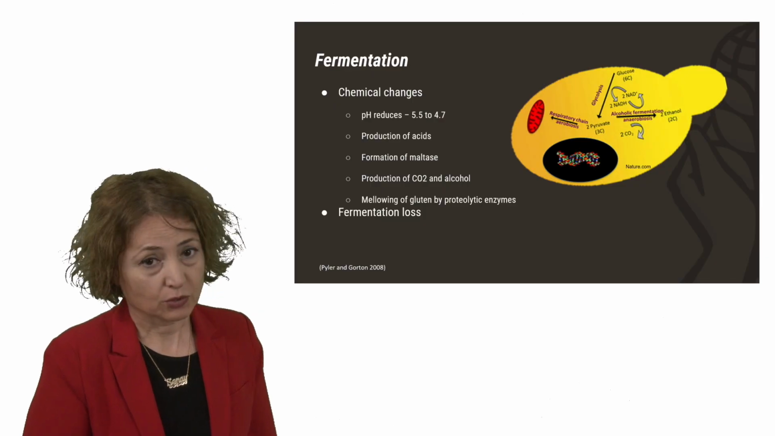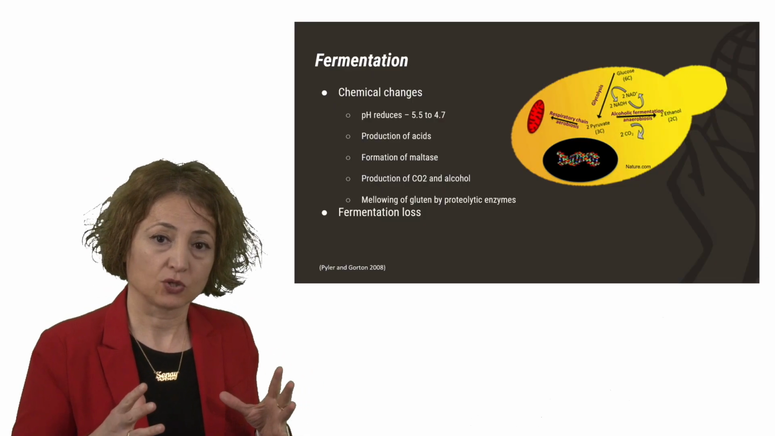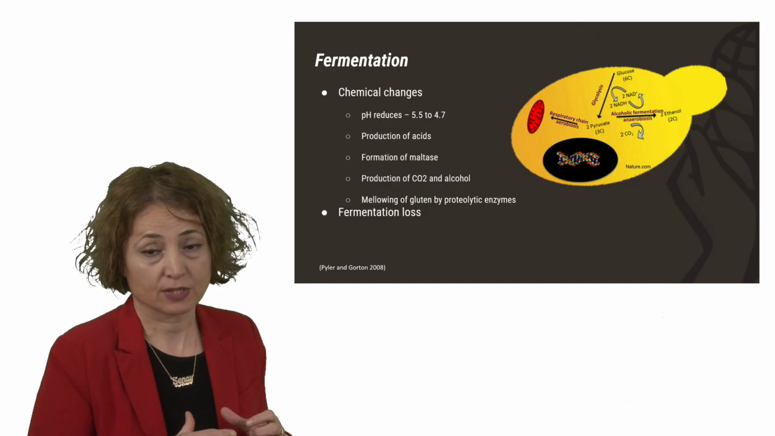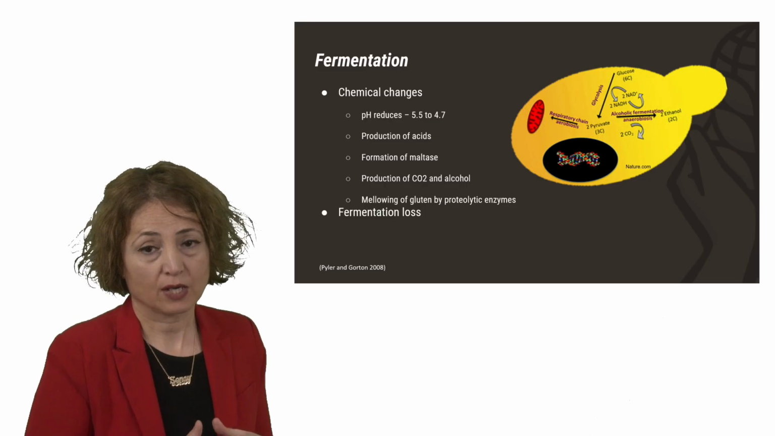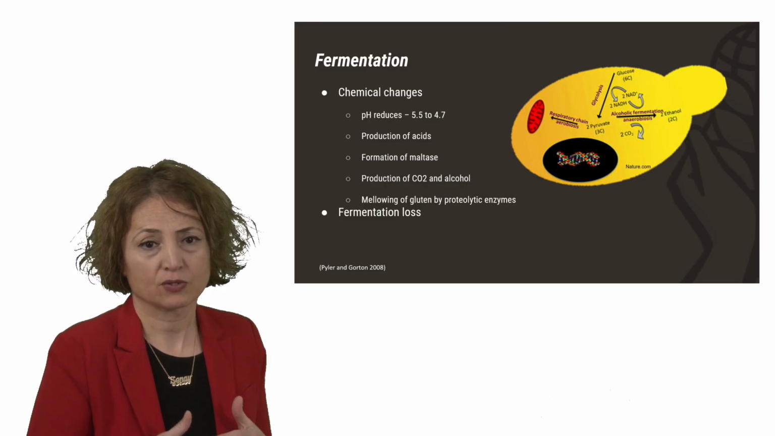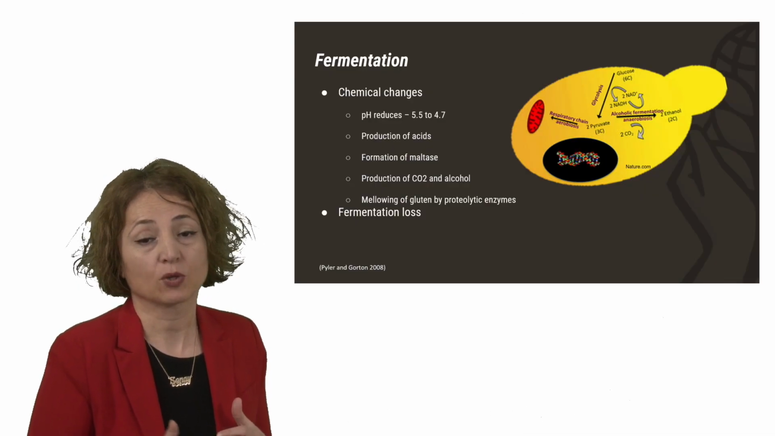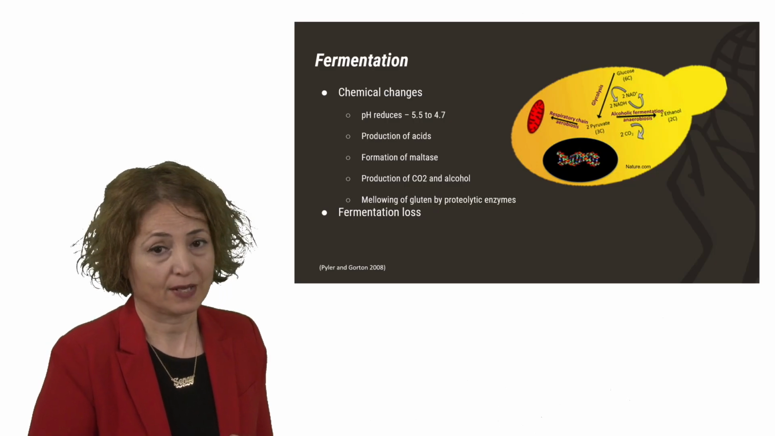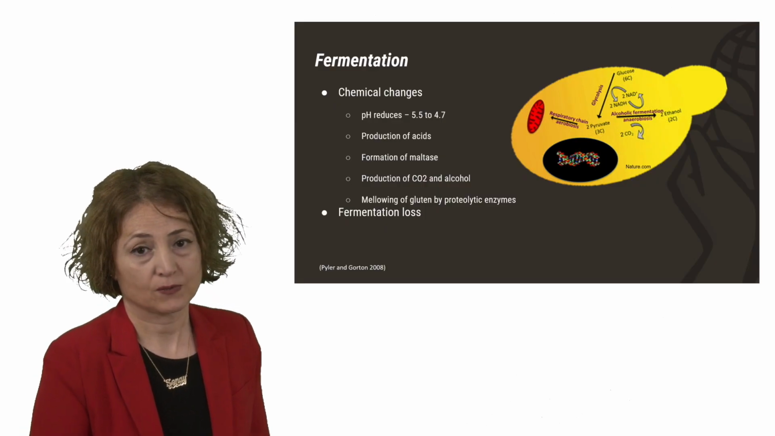We know the carbon dioxide in gas form is responsible for the expansion of the dough. And then we have mellowing of the gluten by proteolytic enzymes, because yeast might produce some protease enzymes. Protease is an enzyme that decreases the size of the proteins, so we can actually see some mellowing properties on the gluten because of those protease enzymes produced by yeast, and we might have fermentation loss.